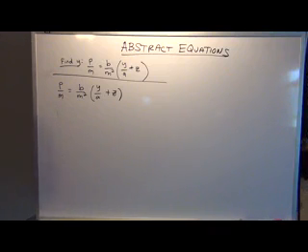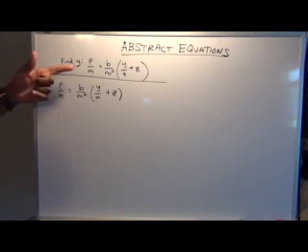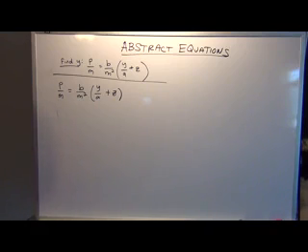All right, today we're going to talk about abstract equations. The equation here is P over M is equal to B over M squared times (Y over A plus Z). The instructions are to find Y.